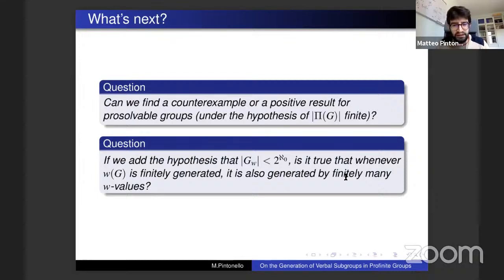This is really, really hard, because the main problem is that we don't have that many examples of groups having countably many word values in a profinite group. Exactly, there is also the conjecture that if it is true, it is finite. So it is a pretty difficult problem, and we are still working on it.